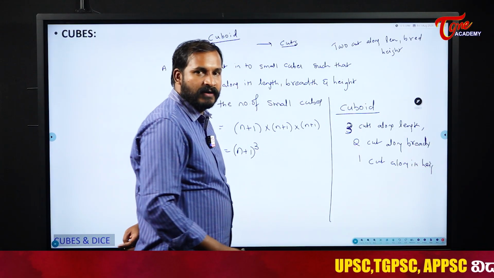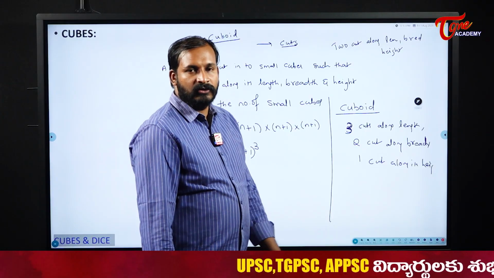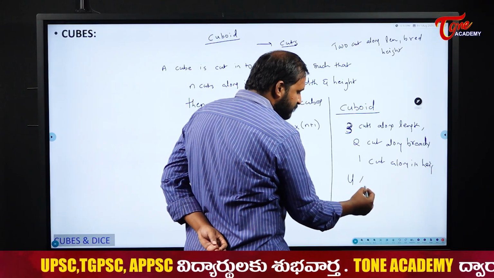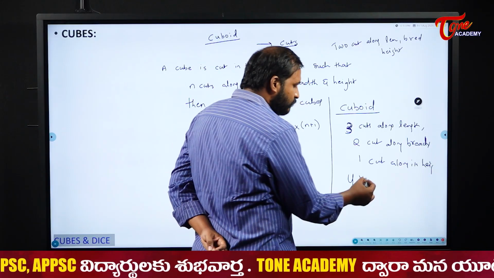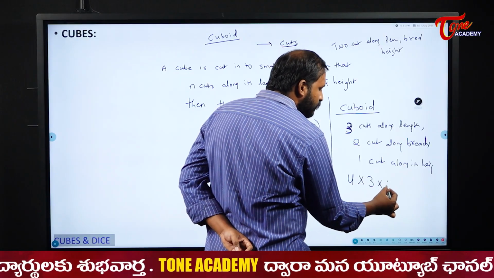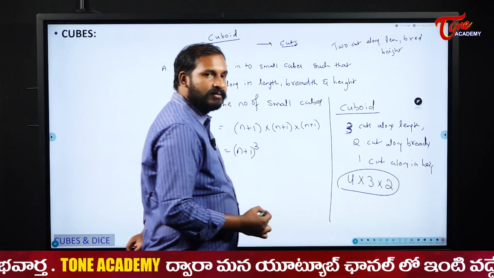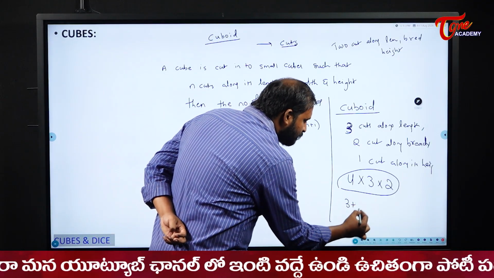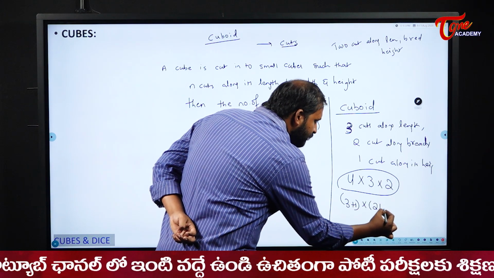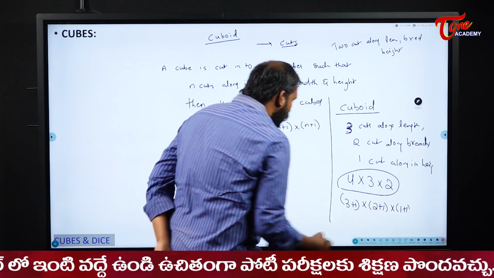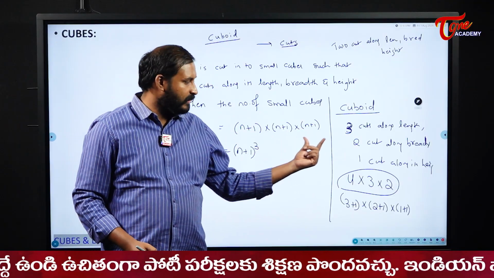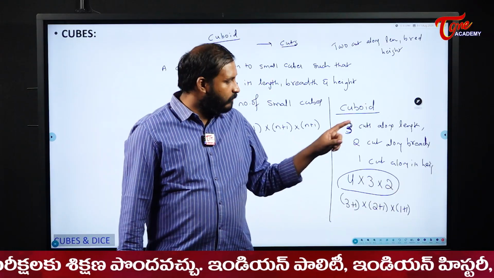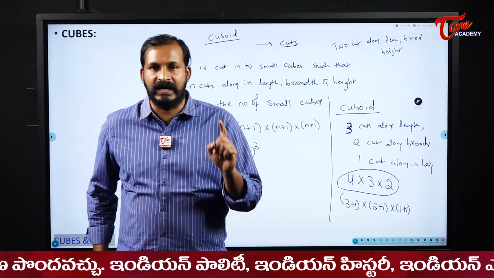Then the total number of small cubes formed is, see, three cuts along its length means it will be broken into four pieces. Two cuts along breadth means three, and one cut along its height means two. So the total number of small cubes will be 4 into 3 into 2. Actually, it is 3 plus 1 into 2 plus 1 into 1 plus 1. Just as we write n plus 1 into n plus 1 into n plus 1, here also the same thing. So, please try to understand these cuts.